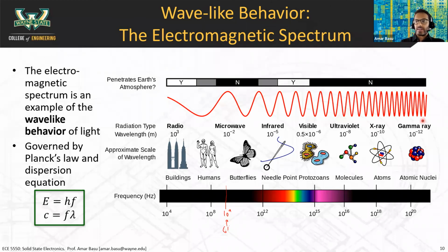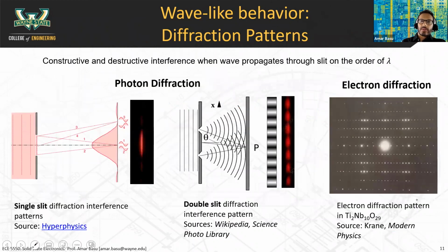Okay, but this is the kind of radiation that unfortunately happens from nuclear fallouts and things like that. So that can be very dangerous to humans. So in terms of wavelengths, ultraviolet is on the scale of molecules, X-rays are on the scale of atoms, and gamma rays are on the scale of atomic nuclei. Okay. So one more example of wave-like behavior is diffraction patterns.